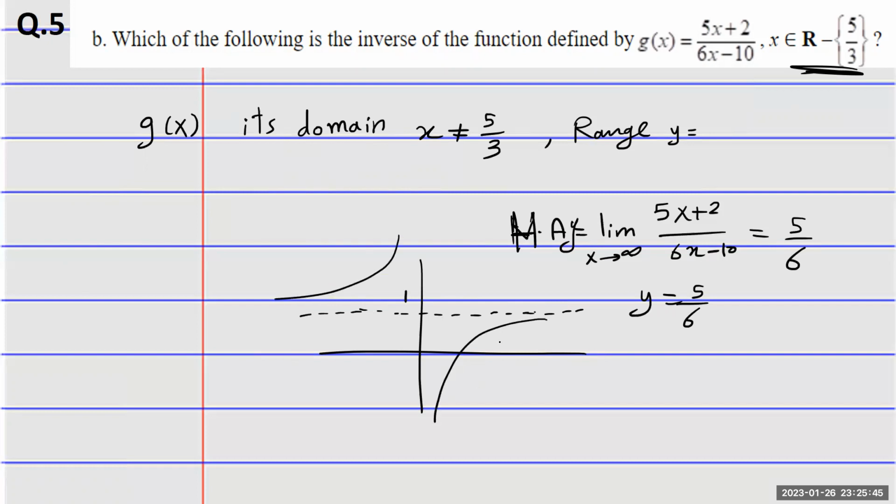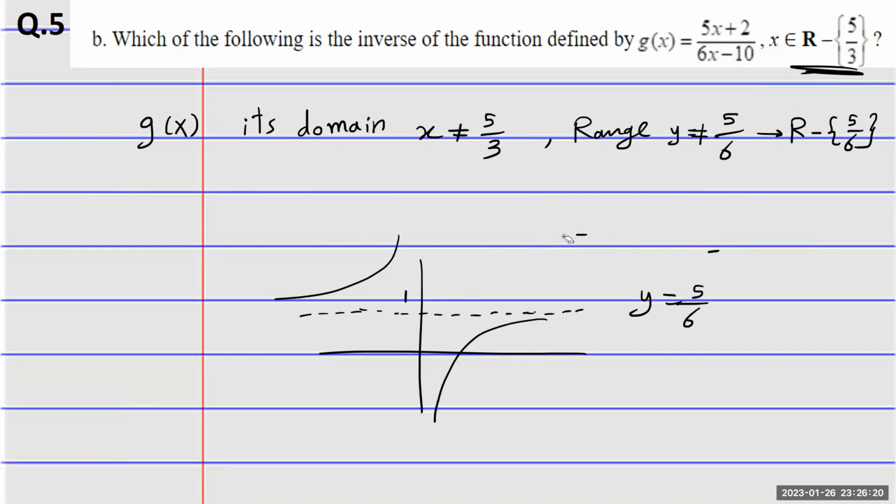I can check: if you have f of 0 here, and x not 5 over 3, I also have the vertical asymptote here. No problem. Anyway, the range here is y is not 5 over 6. Or if you want to say real numbers except 5 over 6, it's okay. The same meaning of the expression. Okay, let's erase this part.